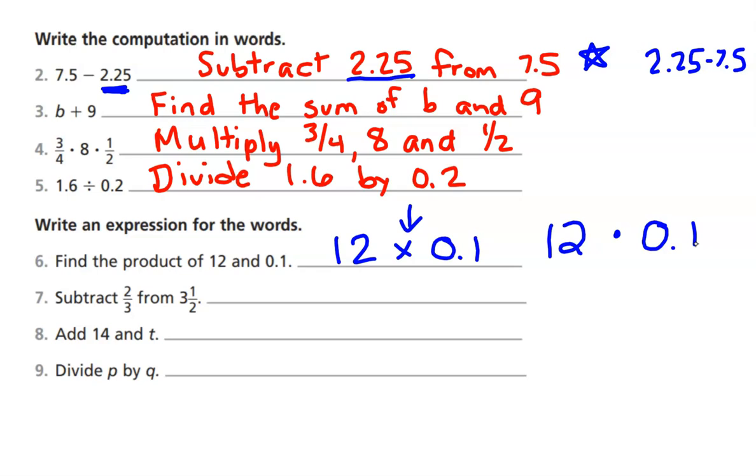Okay? Now number 7 we have to be careful with. Subtract 2/3 from 3.5. So that means my 3.5 comes first, and then I'm going to subtract 2/3. Number 8 is addition, and it doesn't matter the order that you add things. So it can either be 14 plus t, or it could be t plus 14, doesn't matter which one. And then number 9 says divide P by Q. So that means you're going to take P and divide it by Q.